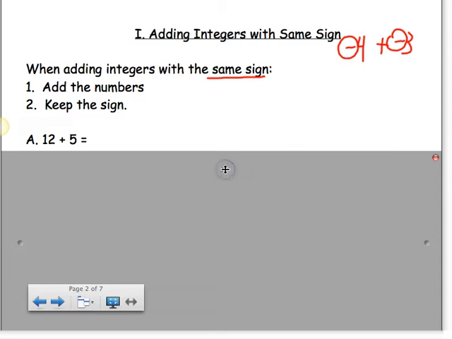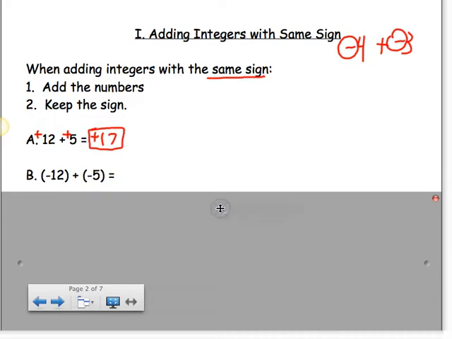First example, 12 plus 5. One that you could probably do in your head, but the point here is 12 is positive, 5 is positive. So since we're adding integers with the same sign, you add the numbers. 12 plus 5 is 17. And you keep the sign. Since both the numbers are positive, the sum is positive, and that equals positive 17.